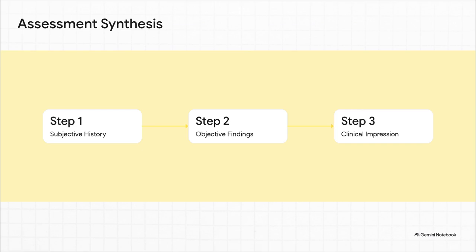And remember, your assessment shouldn't just magically appear out of thin air. It's a direct synthesis. You're taking Step 1, the subjective history, and combining it with Step 2, the objective findings, to formulate Step 3, your clinical impression. Oh, and a quick pro tip for compliance here, your very first assessment listed usually needs to correlate directly with the patient's presenting chief complaint.